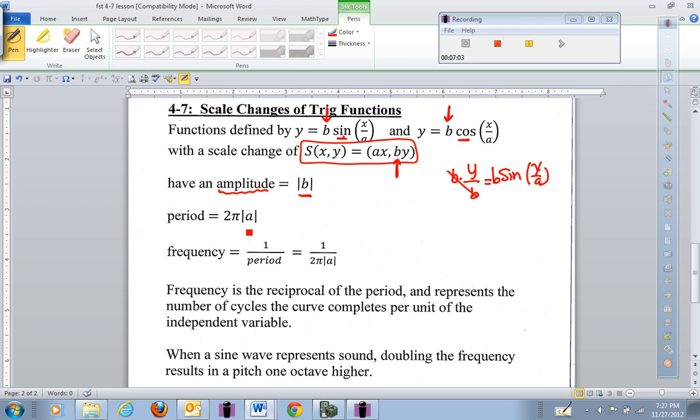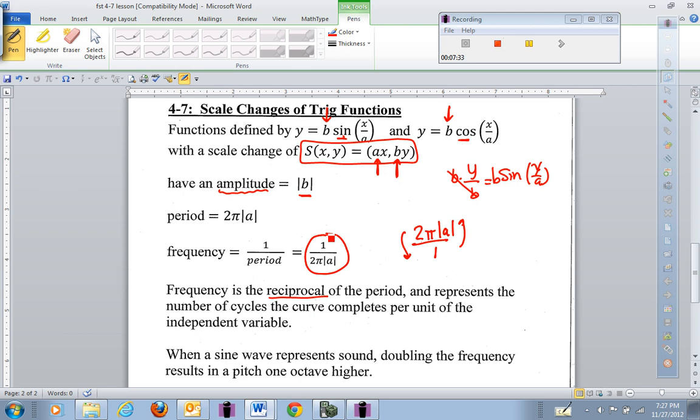The period will be defined as 2 pi times the absolute value of a. So we need to know the a value from that scale change rule, and the absolute value of it times 2 pi will give us the period of the function. Now, frequency is the reciprocal of the period. So if 2 pi times the absolute value of a is the period, when I reciprocate it, I get 1 over 2 pi times the absolute value of a, 1 over the period. It represents the number of cycles the curve completes per unit of the independent variable.